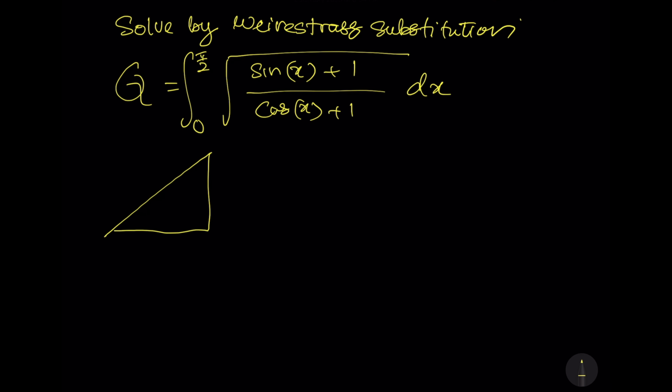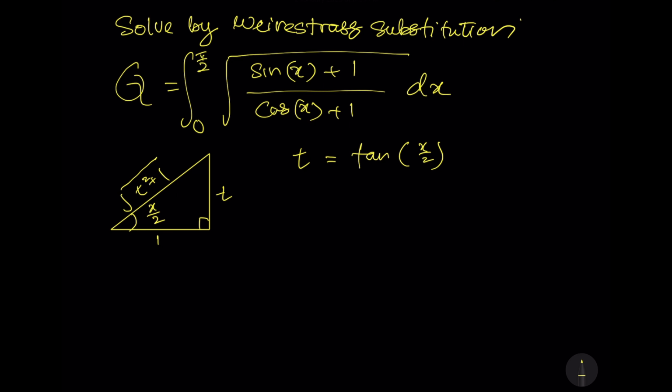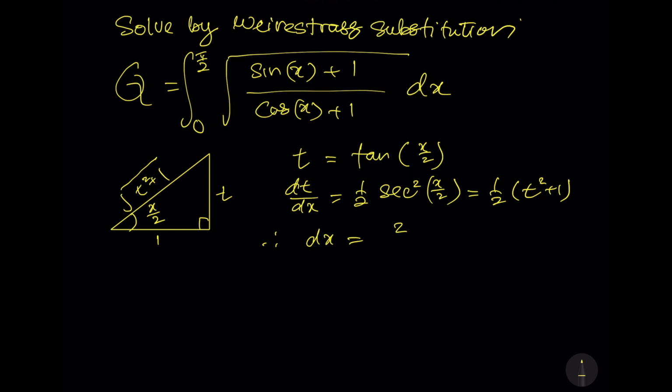We start by drawing a right triangle, labeling the 90 degree angle and the angle x divided by 2. Define t equals tangent of x divided by 2. Therefore, the three sides of the triangle are t, 1 and the square root of t squared plus 1. We obtain dt over dx equals 1 over 2 secant squared of x divided by 2. We know secant squared equals tangent squared plus 1, which means we have dx equals 2 divided by t squared plus 1 dt.